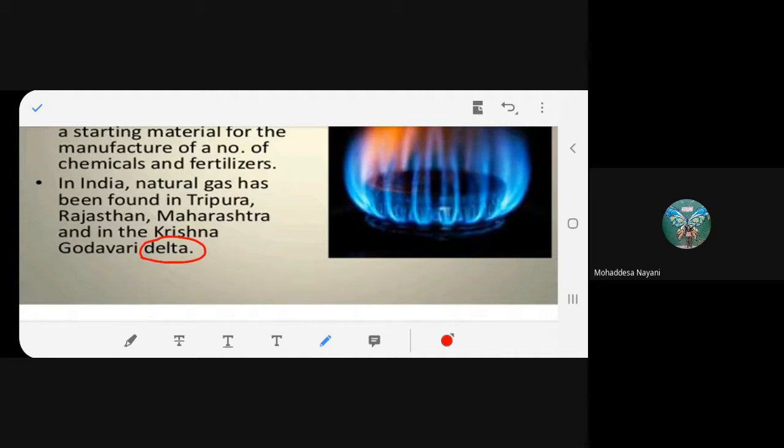Now, the river is moving on the earth, yes or no? It is moving on the soil, on the earth. Then it meets the sea.